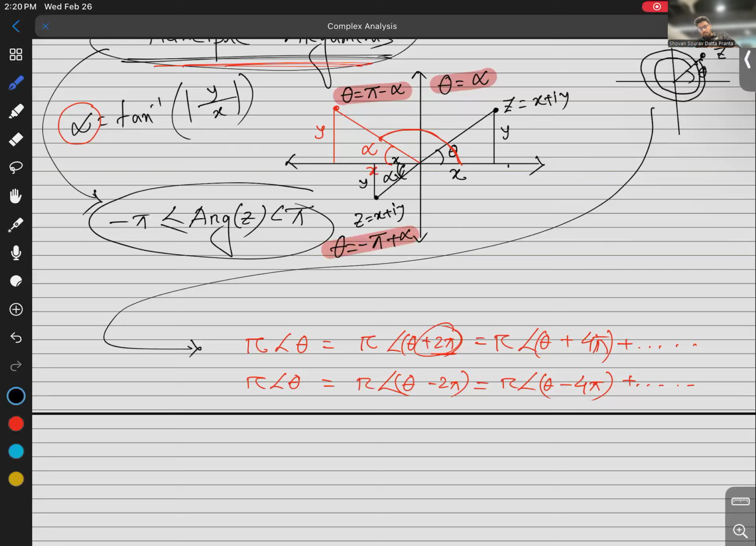And obviously you may already know about it. If a point is in the fourth quadrant, then with this being our alpha, our principal argument will be minus alpha.